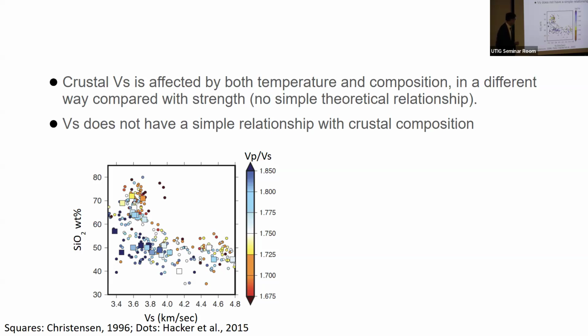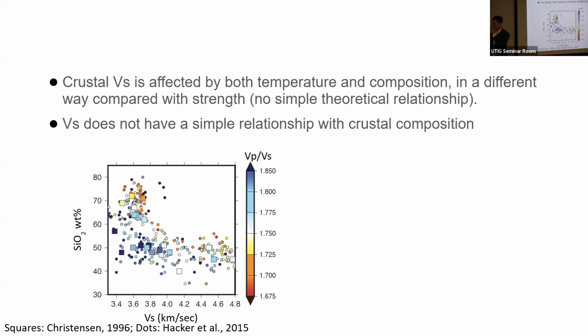If you look at the shear velocity, the same. I cannot use the S word. I'm sorry. When I was in the field, I was so used to it. You cannot use that quantity to constrain the composition either, because the same low shear velocity can correspond to rock types with different composition.